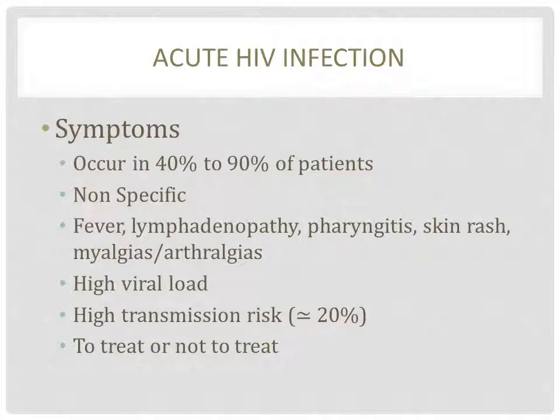In this period, patients may be asymptomatic, but symptoms occur in 40 to 90% of patients, and these symptoms are non-specific, so patients will go to the doctor and maybe be diagnosed with things like malaria, or told it's just stress, go and rest, but it may be an HIV infection, which is why it is important to take a good sexual history before things are done. But you know that at this stage there's a high viral load and a high risk of transmission.